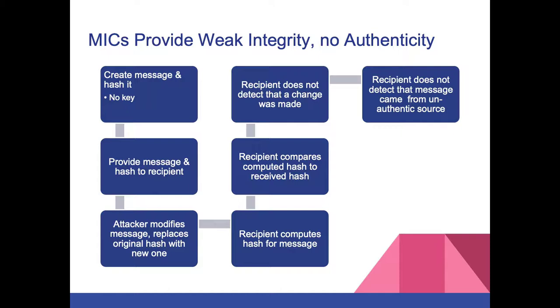When one of our recipients receives the message, they run it through the same hashing algorithm that we used and get its hash. Then, they compare the hash that they computed with the one they received from the attacker. Since they actually received an updated hash from the attacker, it matches the one that they computed. Remember, the hash that they computed is derived from the message that the attacker modified. Since the hashes match, the recipient does not suspect that the message was modified and assumes it came from an authentic source.